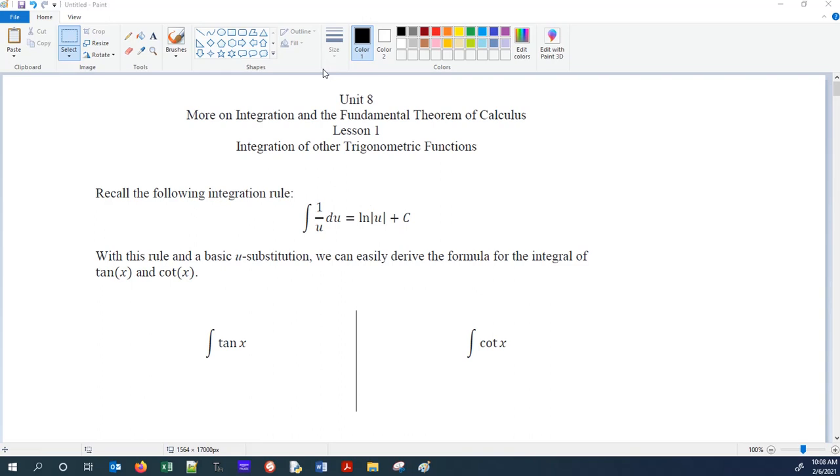You'll have to pardon my handwriting, not that it's ever particularly good, but I do not have my little tablet with me, so I'm going to have to just draw with the mouse. So I'll do the best I can.